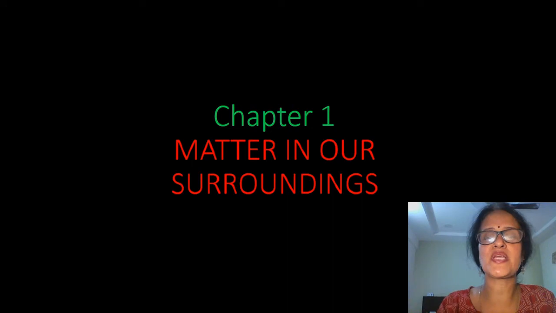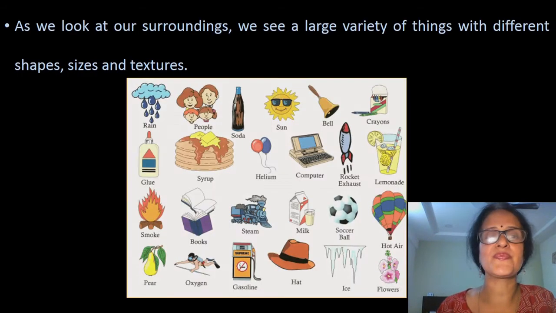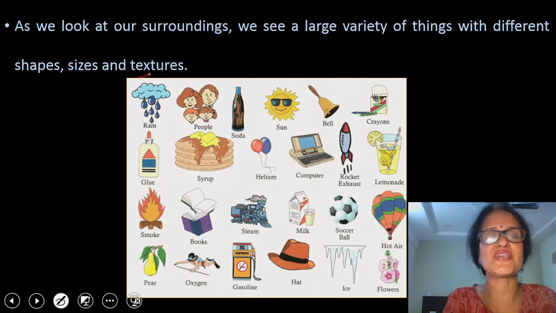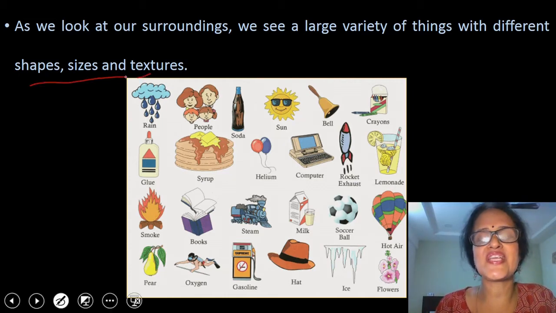The name of the topic is Matter in Our Surroundings. Students, if you look around you, you will find a large variety of things, and these things have different shapes, sizes and texture. In this picture, you can see different objects are there with different shapes, sizes and texture.